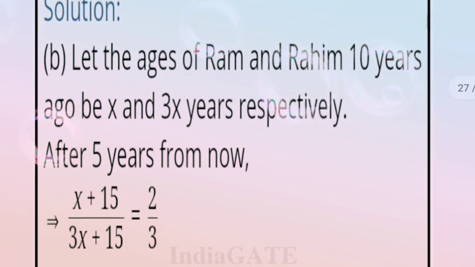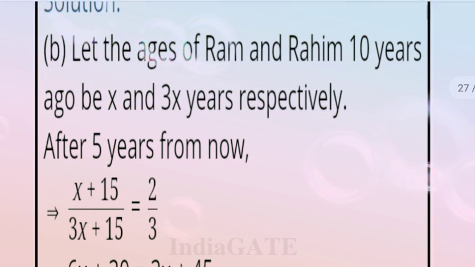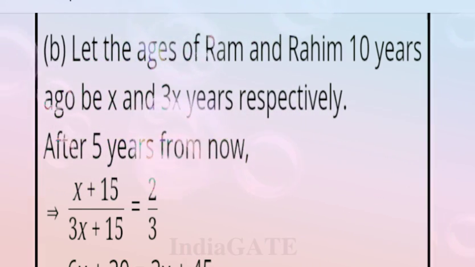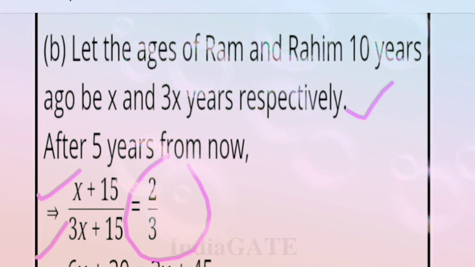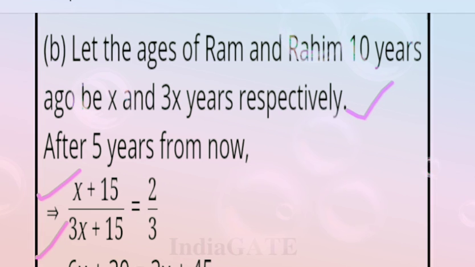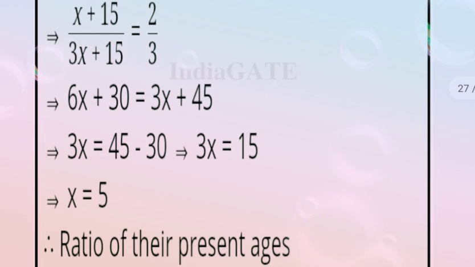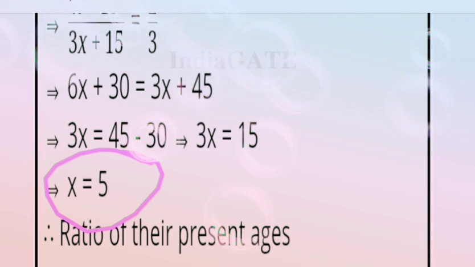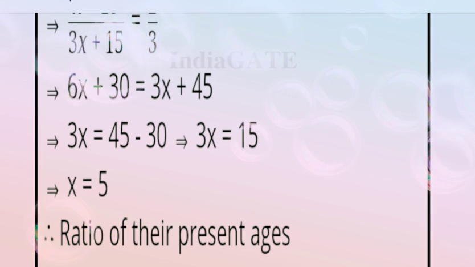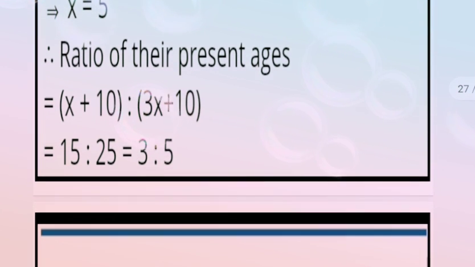Here the solution is given like this: let the ages of Ram and Rahim 10 years ago be x and 3x as per the given ratio respectively. After 5 years it is going to be (x + 15) and (3x + 15), which is equal to 2 by 3. Now solving this equation, we get the value of x is 5. So the correct answer for this question, on a ratio basis, is 15:25, which is equal to 3:5. Now come to the next question.